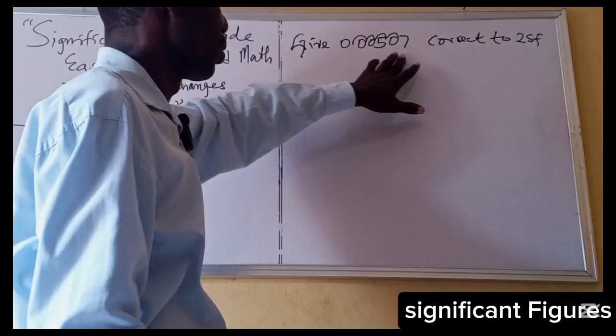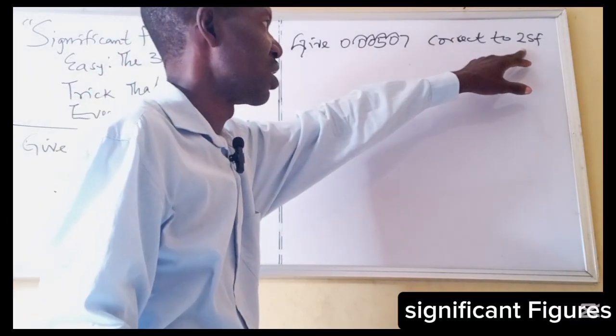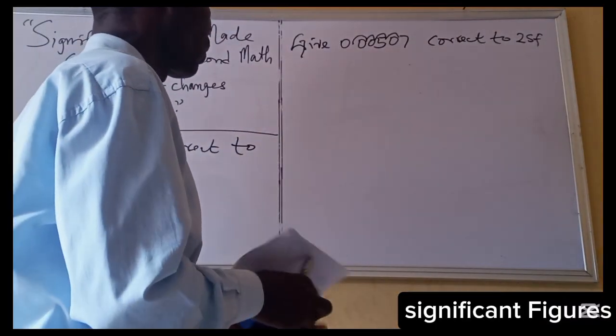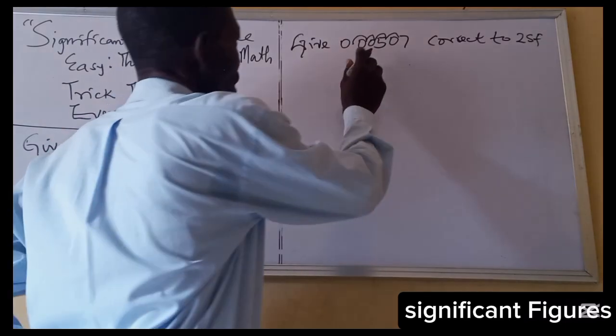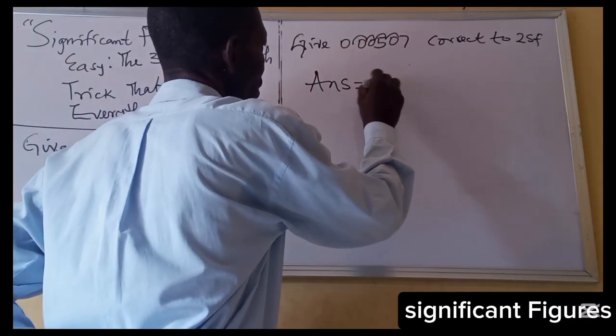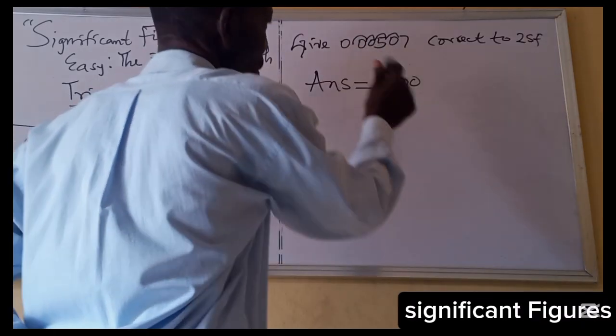So for us to correct or approximate to two significant figures, what we need to do is this. Our answer will be 0.00, then the first significant figure, which is 5.